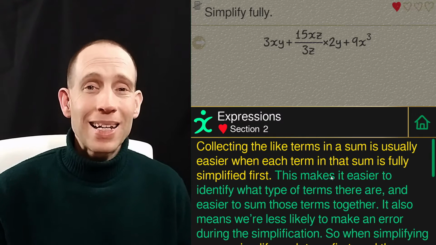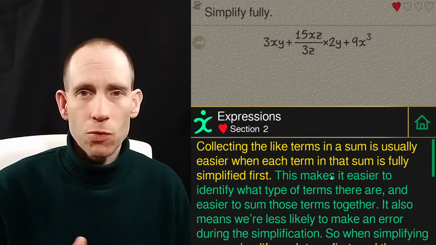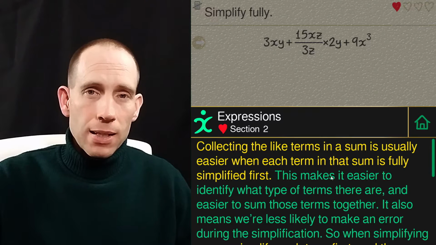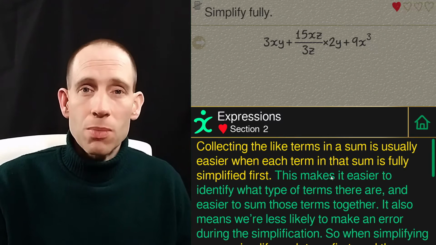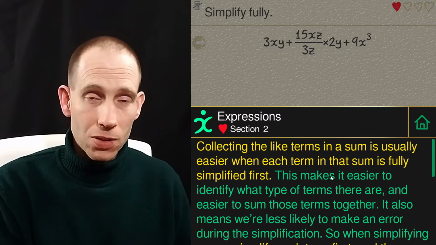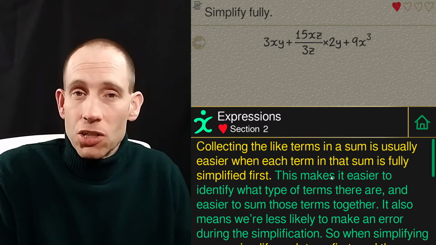So here we're going to look at collecting like terms. I'll speak a bit more about how to actually do that. I think I sort of breezed over it in the first video. So a sum is a list of terms. Each term starts with a plus or a minus sign, possibly an invisible plus sign if it's at the beginning of the sum. And summing together means just doing that addition and subtraction.